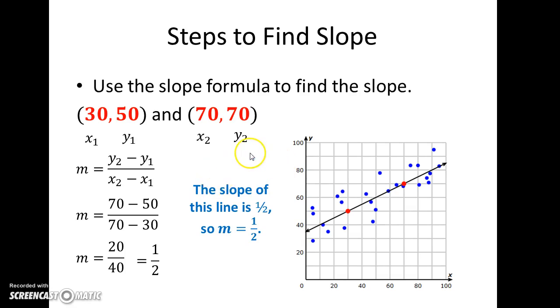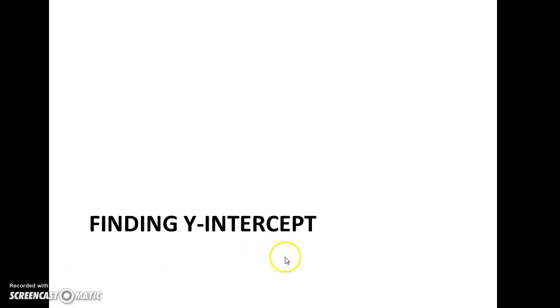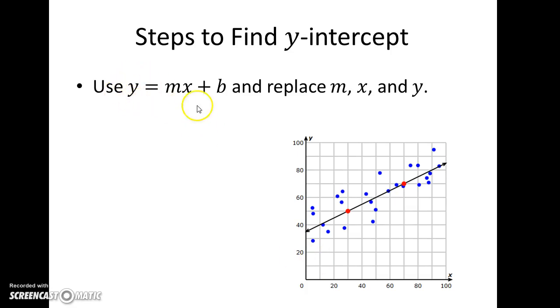So the slope of the line is 1/2, or that value of m, which stands for slope, is going to be 1/2. Next step, let's find the y-intercept. We're going to use our friend this equation again, y equals mx plus b. We're looking for the y-intercept b here, so we have to replace everything else. We have to replace m, the slope that we just found, x and y. We can only solve for one variable at a time, and that missing variable is b.